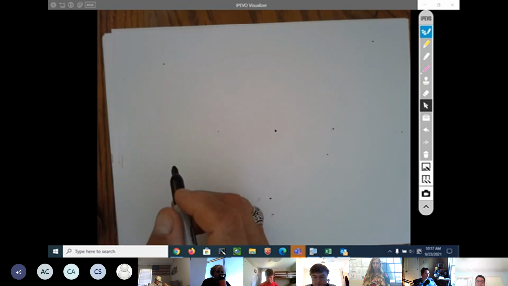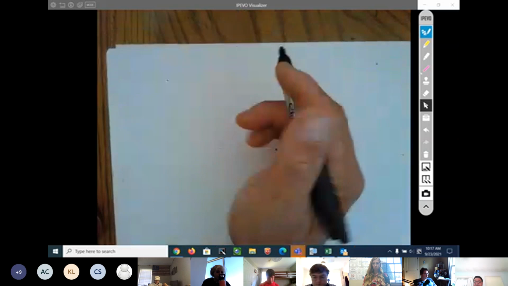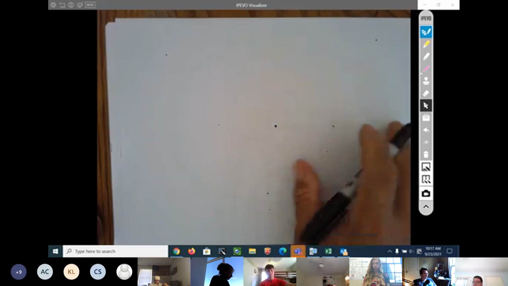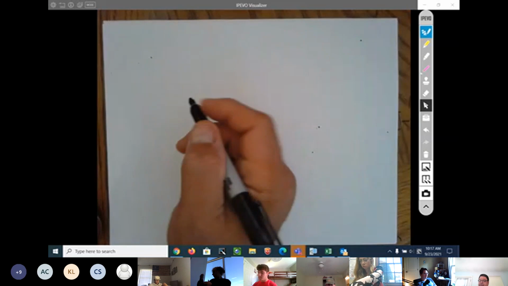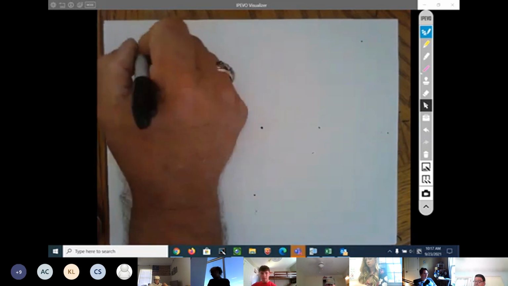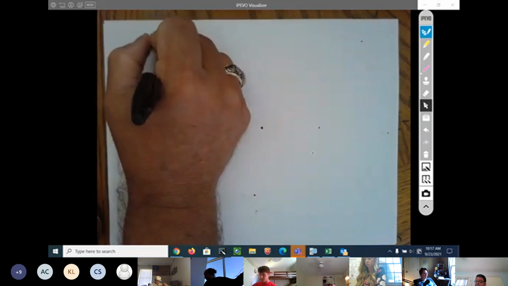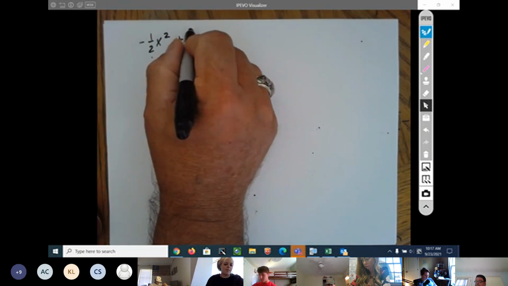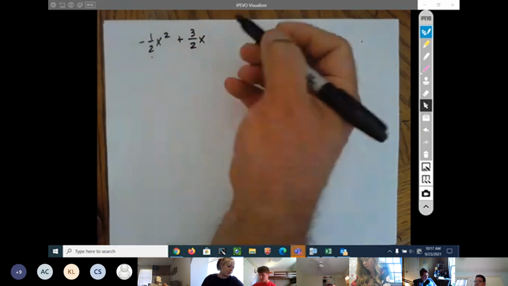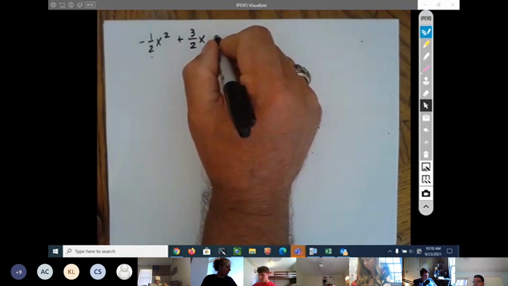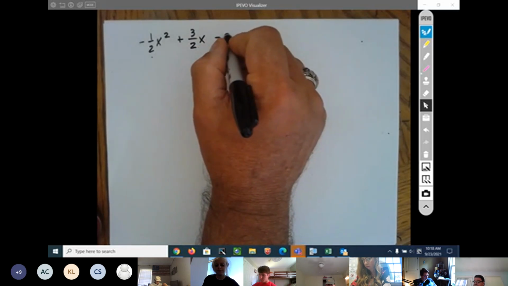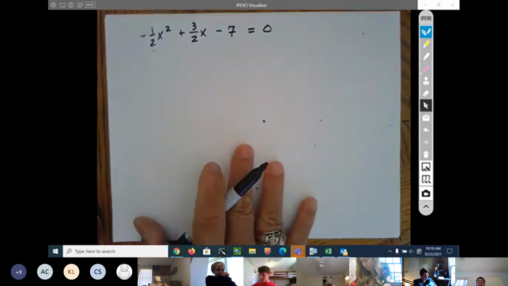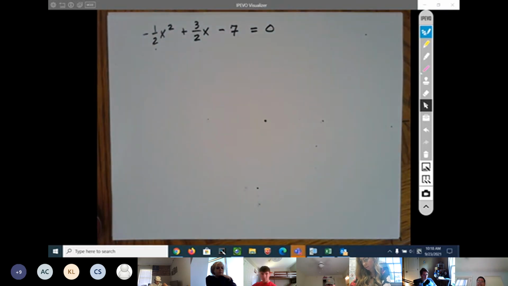It's your internet. So here is the level 10. Here we go. This is the one. If you can do this one, you can pretty much handle anything I give you. So let's go with -1/2 x squared plus 3/2 x, and I'll give you a simple -7 is equal to 0. All right, give you 5 minutes.